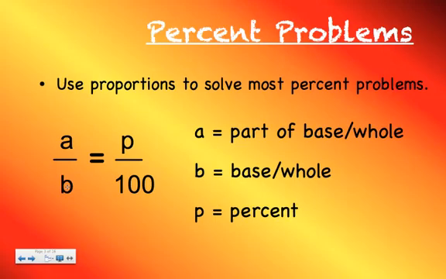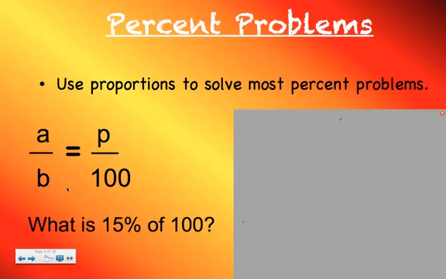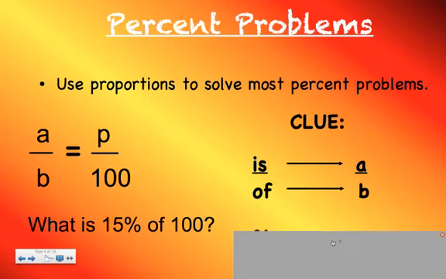All right, here's our first problem. Again, we're going to use proportions to solve these problems. A over B, remember, equals P over 100. Our A is the part, B is the base or the whole, and our P is the percent. So it says, what is 15% of 100? This is where the "is over the of" comes in, and I want you to be very helpful as you're going through to try to figure out what goes where. In these questions, the "is" is going to be your numerator or your part, and the "of" is going to be your denominator and your base.